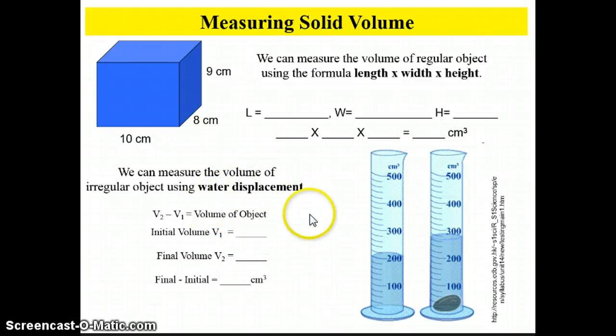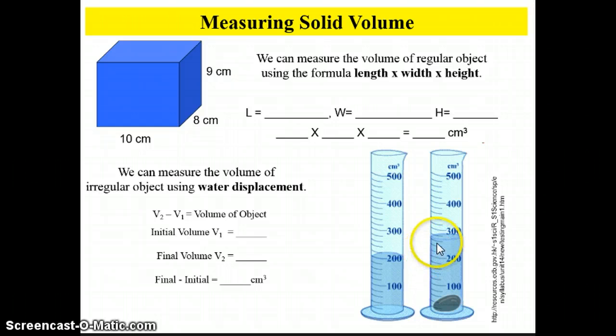To find the volume of an irregular shaped object, we use the water displacement method. How you do that is you take the volume of the cylinder to begin with, that's your initial volume. That's V1, the volume before you put the object in. The initial volume on this graduated cylinder is 200 milliliters, so you would write that on that line, 200 milliliters. Then you need to find the final volume after you add the object in. So we put the object in, and that's called V2, the second volume.